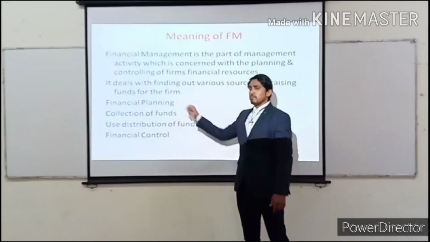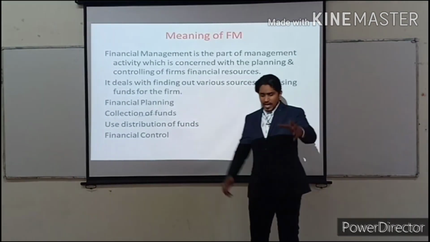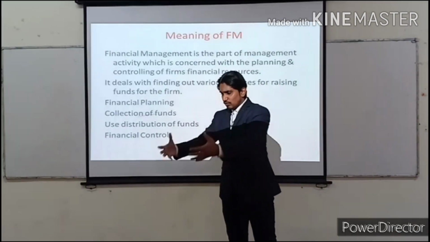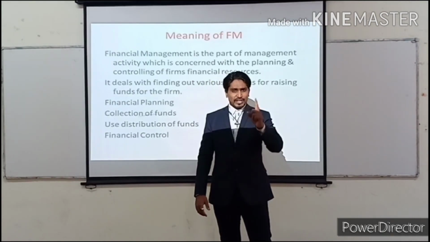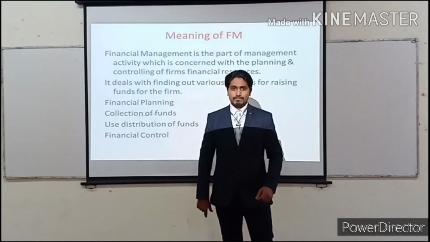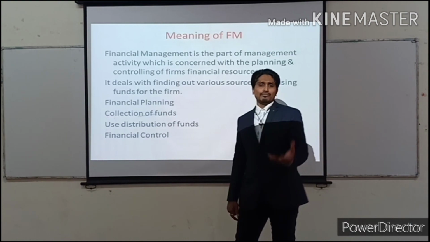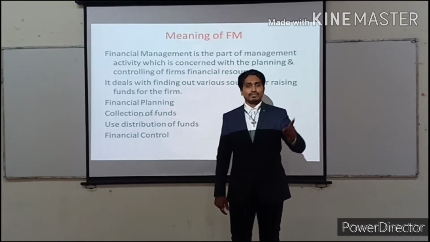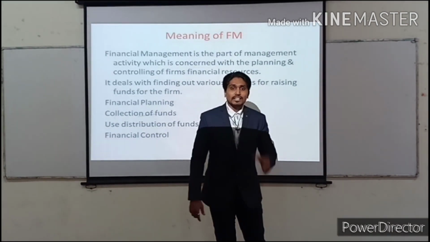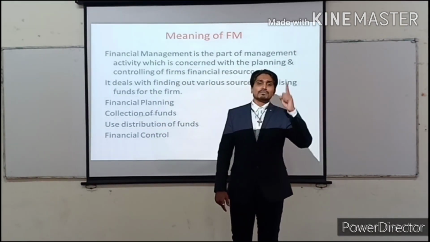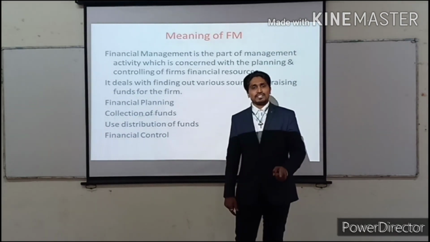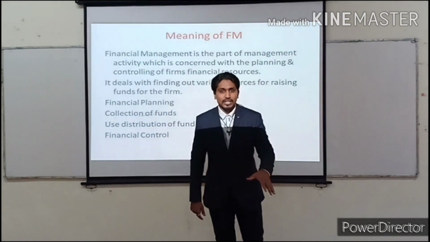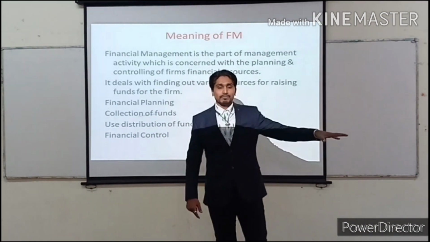So what is this financial planning all about? Financial planning means how much finance you require for the fixed assets, how much fund you require for the current assets, fixed asset and current asset. See my friends, you need to understand the fixed assets. There are two types of fixed assets. One is tangible fixed assets, another one is intangible fixed assets. Tangible and intangible fixed assets are those assets which cannot be converted into cash within one year of time. It is a longer period of time.